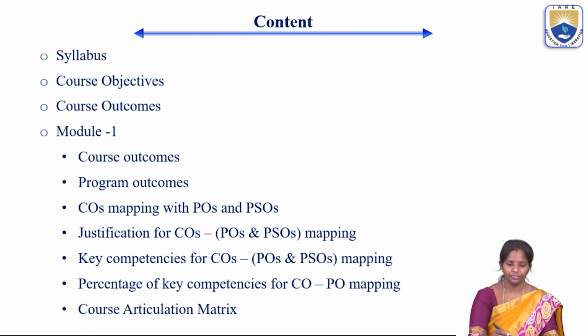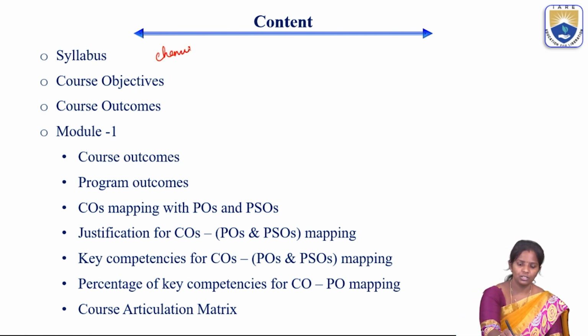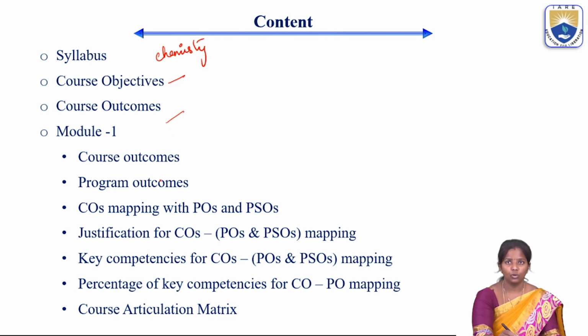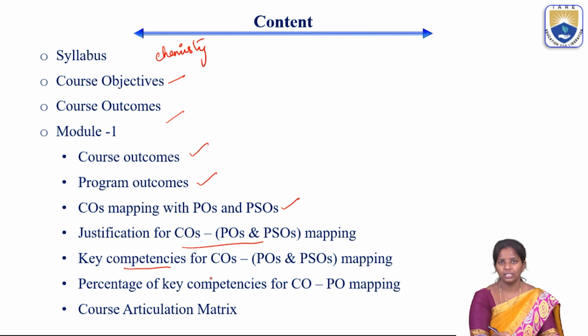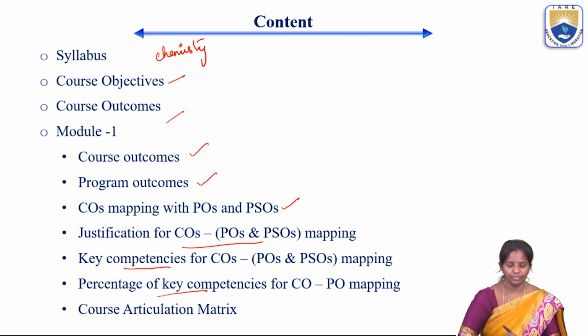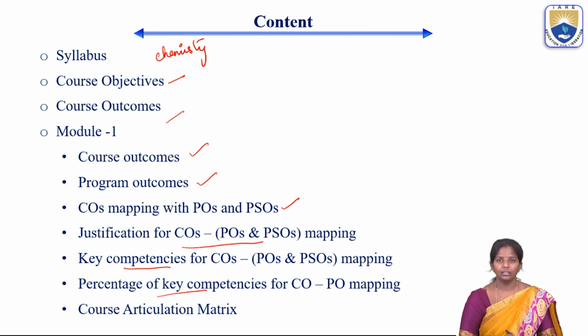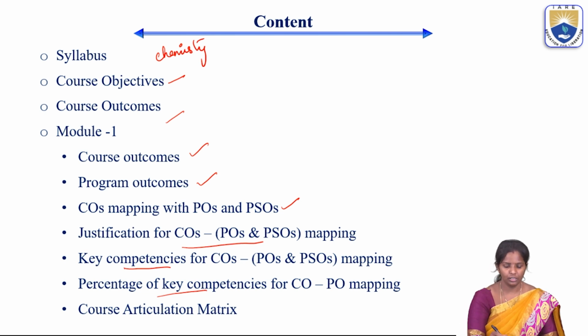So if you see for chemistry, we will see what is the syllabus, then course objectives, course outcomes, then in module 1 course outcomes, program outcomes, then mapping with PO, PSO, justification with this mapping, key competences. As we have seen in the previous session, the key competences present for each of the program outcomes will be used. So, percentage of key competences in calculating the percentage of key competences, course articulation matrix.